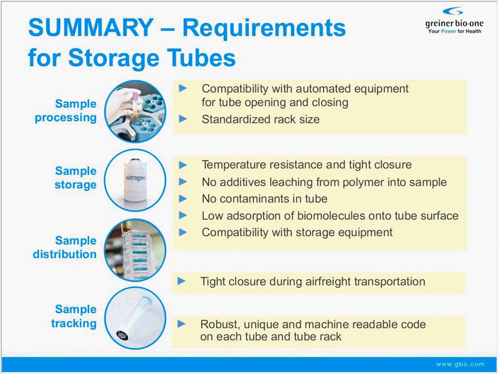When it comes to sample distribution, it is important that the tubes close tightly and that they withstand the critical pressure conditions that you see in air freight, transportation, and shipment. And finally, throughout the entire process, there is sample tracking taking place. It requires a unique, machine-readable, and robust data matrix code in each tube and also on each rack.